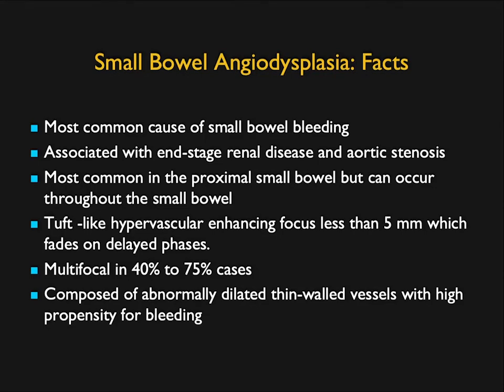Small bowel angiodysplasia is the most common cause of small bowel bleeding. It's associated with end-stage renal disease and aortic stenosis, but it does occur in other situations as well. It's more common in the proximal small bowel, but can occur anywhere in the small bowel. Tuft-like hypervascular enhancing foci less than 5 millimeters is seen best arterial and fade on delayed phase imaging. Usually it's multifocal, and it's typically composed of abnormally dilated thin vessels.